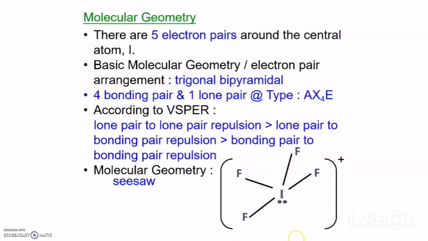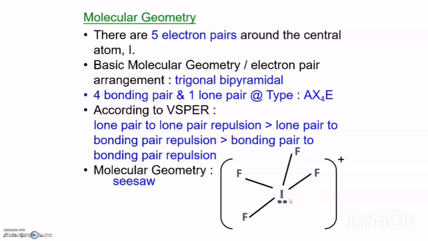To discuss molecular geometry, alright. So if you observe, we have 5 electron pairs around the center atom of iodine. So the basic molecular geometry should be trigonal bipyramidal. Okay, and you also can observe from the Lewis structure, we have 4 bonding pairs and 1 lone pair.